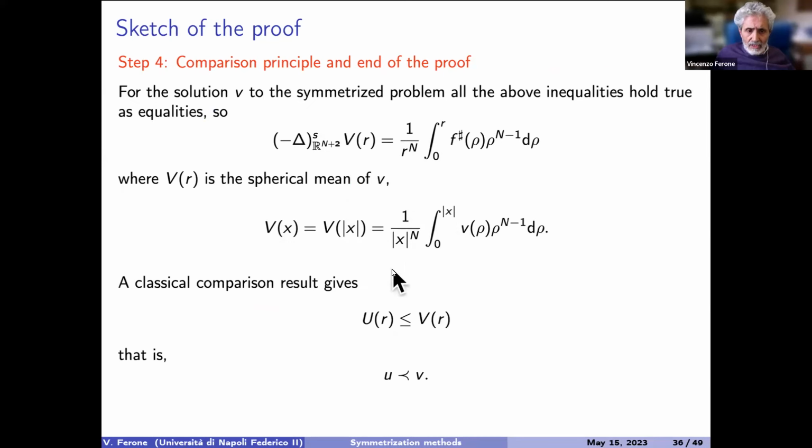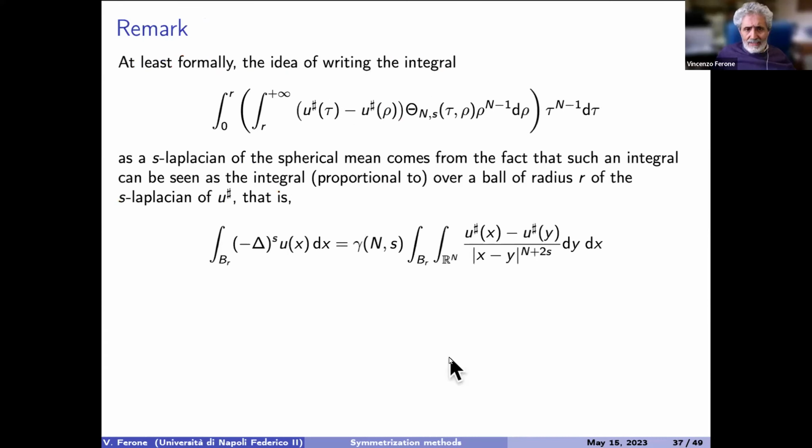And then from these two, inequality and equality, we end up with this concentration, U less or equal than V. So in terms of what I have written before, this means that U is majorized by V in terms of concentration.